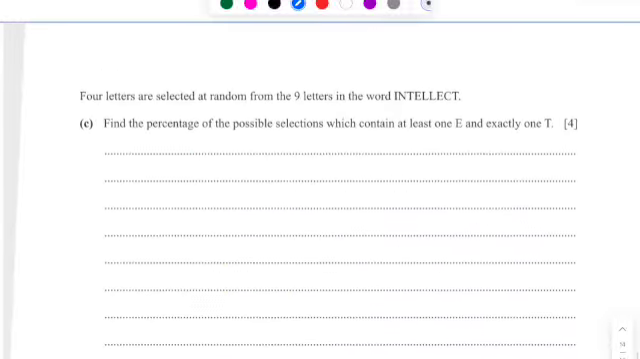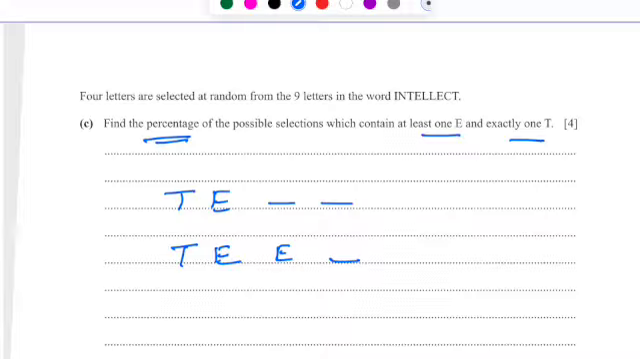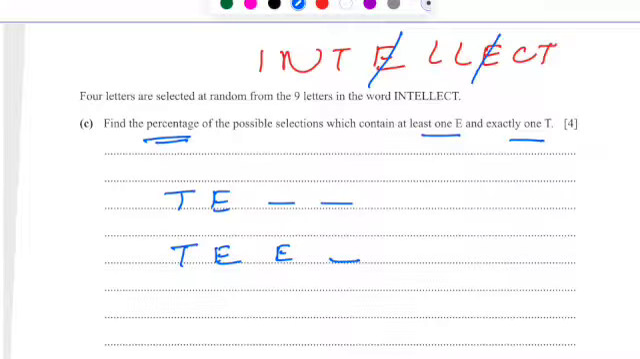Then finally, 4 letters are selected at random from the word intellect. Find the percentage of possible selections which contains at least one E and one T. So it should have a T and E and two more, or one T and two E's and one more. So in that case, intellect, we can see that E's are over and T is over. So how many am I left over with?